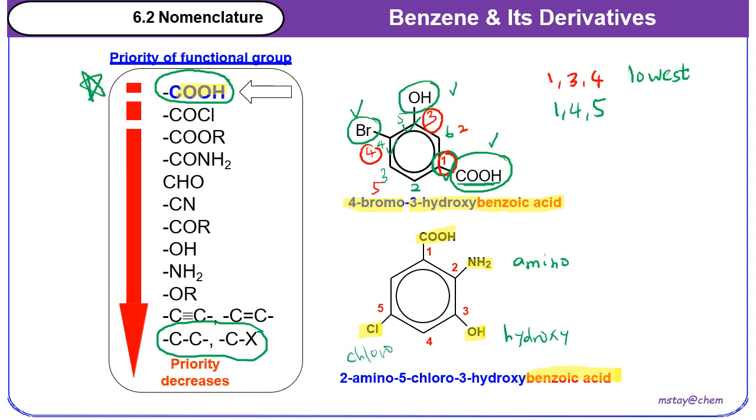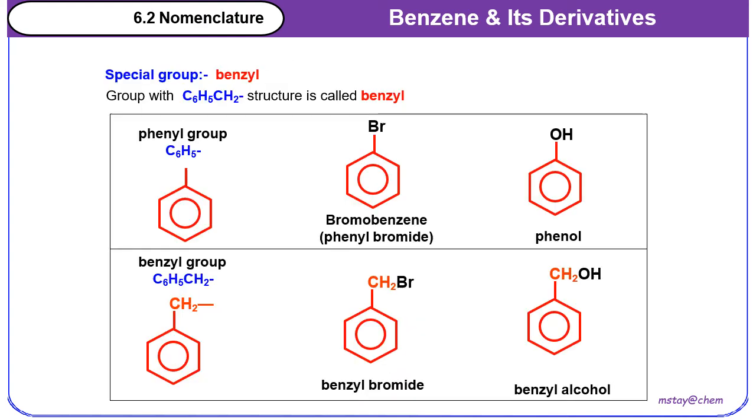So based on here, A comes first, okay? We follow alphabetical order. So A comes first, so 2-amino, followed by C, 5-chloro, and then followed by 3-hydroxy benzoic acid. Okay, these are the special groups where the structure of the benzene may be added as the substituent.